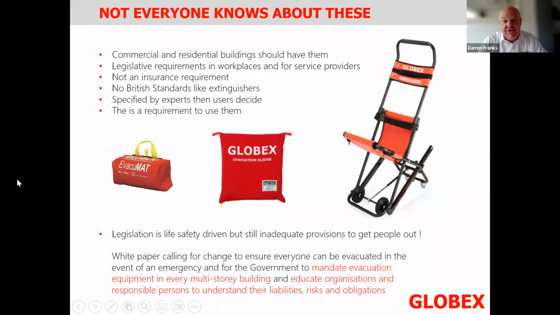Yet when it comes to evacuation equipment, in our view, every commercial building and residential building, if it's ground floor and above, there must be provisions to get everyone out. And I know that's quite a statement, but after the horse has bolted isn't the ideal time. Hopefully by the end of this presentation, you'll see that there are solutions available, not just from us, but from others. There does need to be more of a legislative requirement, and working with insurers as well is part and parcel of what we do.